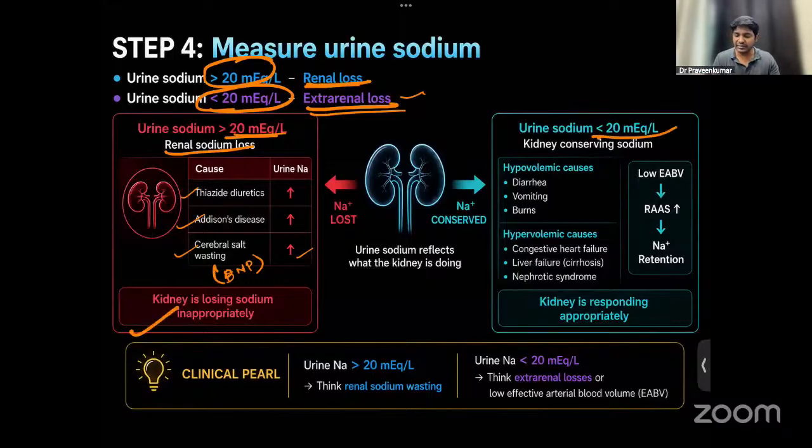When it is less than 20, it can be either hypovolemic or hypervolemic. Hypovolemic causes are diarrhea, vomiting, and burns. All these lose sodium and water, so your kidney will try to conserve sodium, and your urine sodium is going to be low.